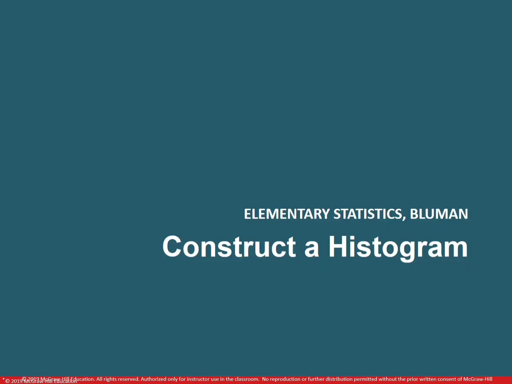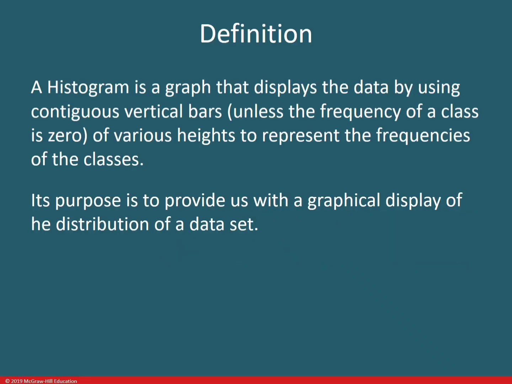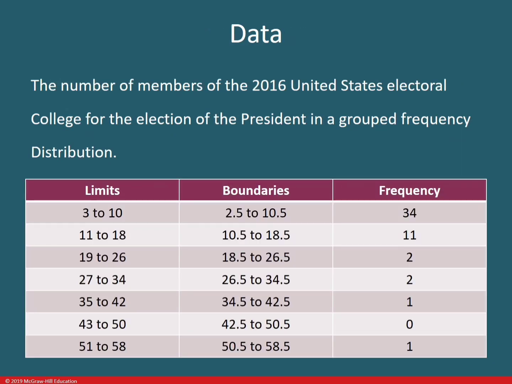All right, now constructing a histogram. So a histogram is a graph that displays the data by using contiguous vertical bars, unless the frequency of a class is 0, then there would be no bar there. Various heights represent the frequencies of the classes. Its purpose is to provide us with a graphical display of the distribution of a data set.